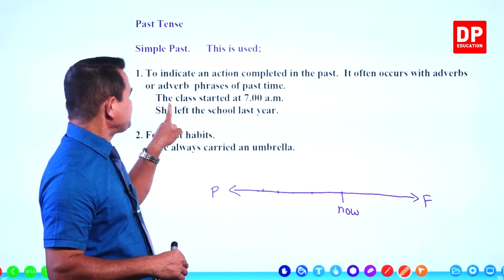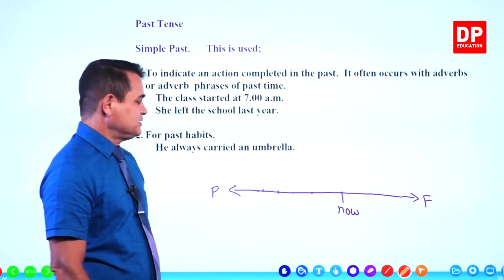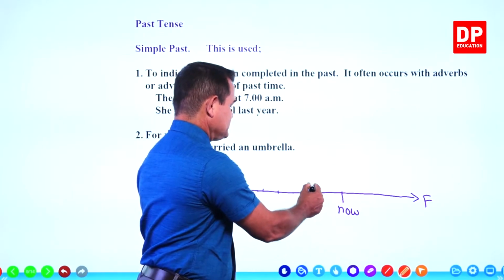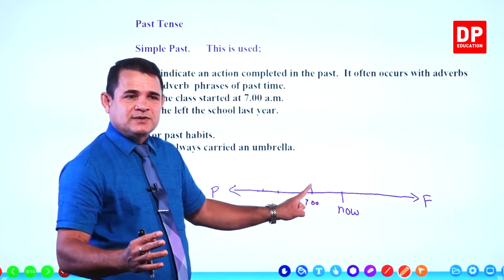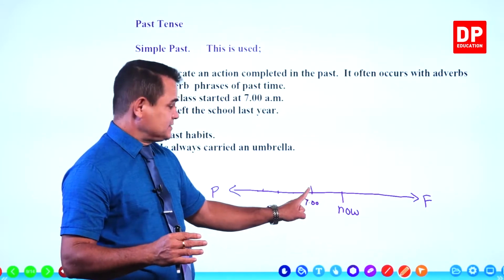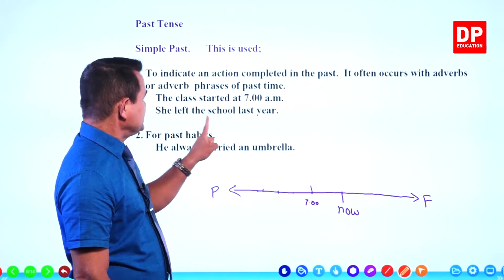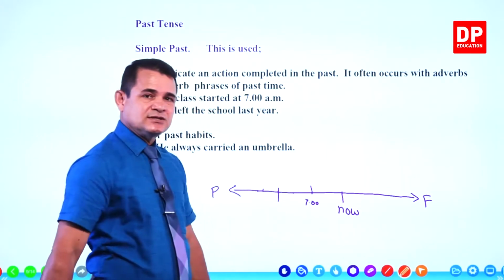Right, look at this one. The class started at 7 a.m. Started at 7 a.m. Started, finished. So at a certain point in the past. She left the school last year, a certain point in the past.